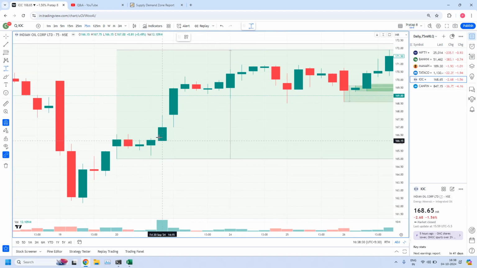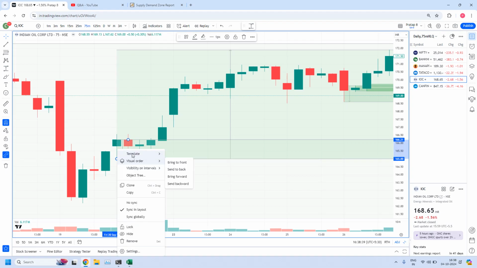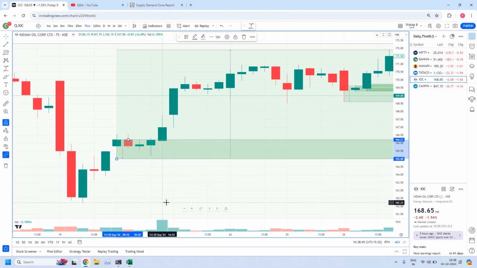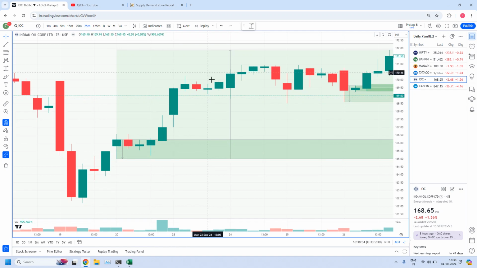See here. Now I am increasing the color thickness. This is the 75 minute zone. We have a rally, 1, 2, 3, 4 base candles, and a rally candle, and then a follow through candle.